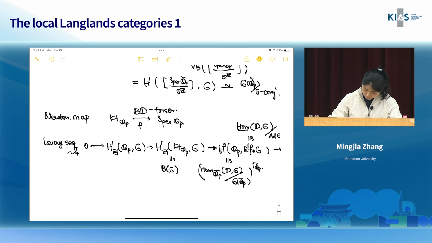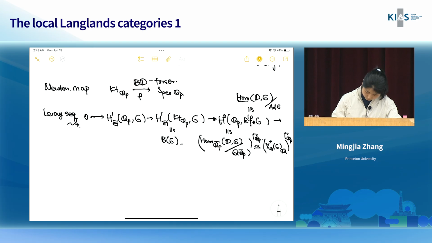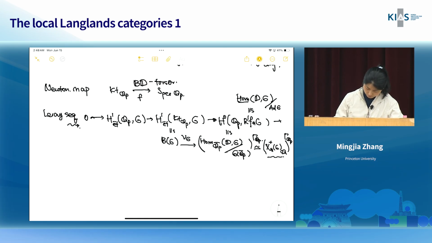So, if you simplify this expression a bit, you realize that this is just the co-character group of G, rationalized, modulo the group action, and then take Galois invariance. So this is the co-character group of G, dominant part, Q-rationalized, and then take Galois invariance. So you end up with a map from BG to this thing, and this is the Newton map, which we'll denote by nu G.